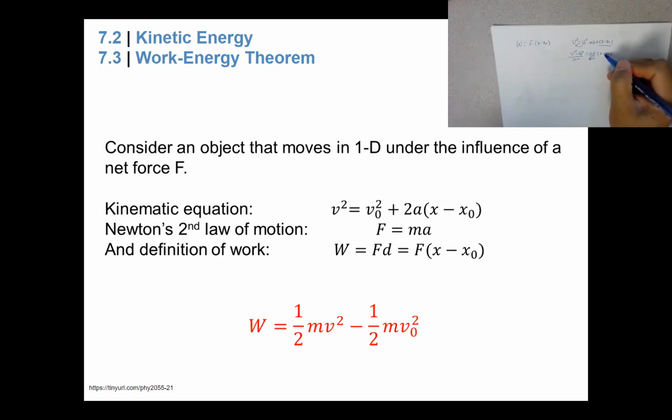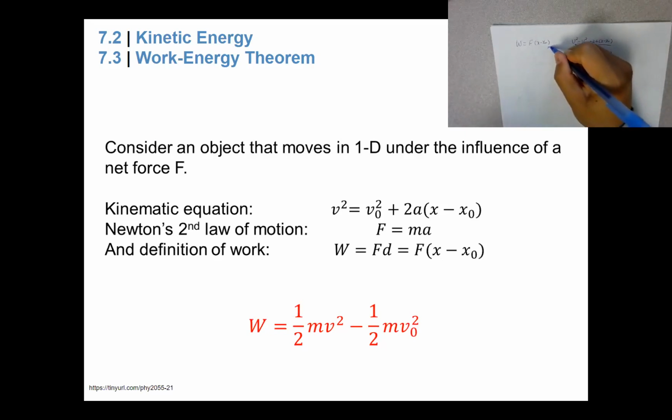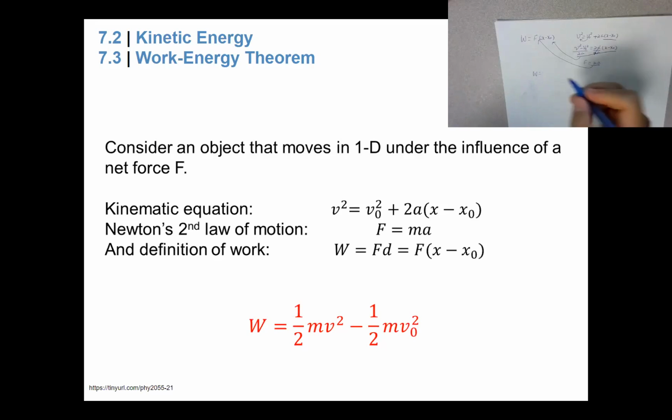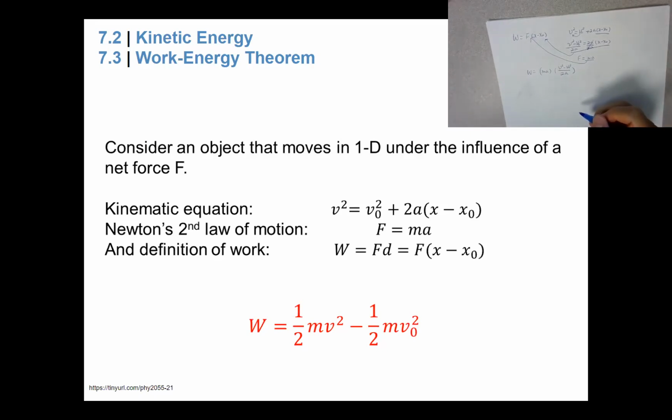So then this is x minus x naught. Also, force is equal to m times a. So then you are going to replace x minus x naught with this expression, and replace the force by m times a. So work equals m times a times v squared minus v0 squared over 2 times a, right?